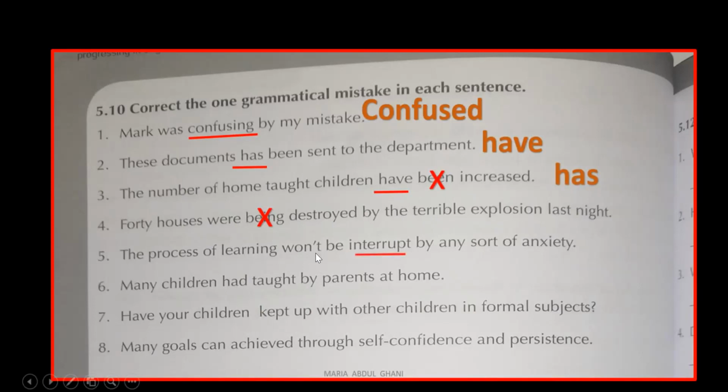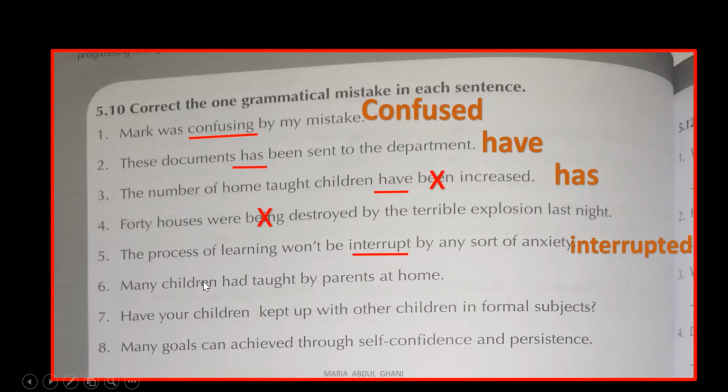The process of learning won't be interrupted by any sort of anxiety. Here, won't be, it's helping verb. It should be followed by past participle. Here, they put it as base form. You have to add ed to make it past participle. Won't be interrupted. Number 6, many children had taught by parents at home.